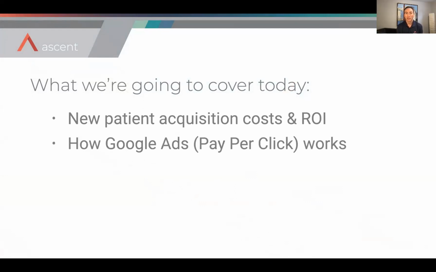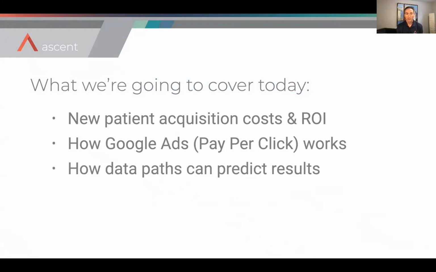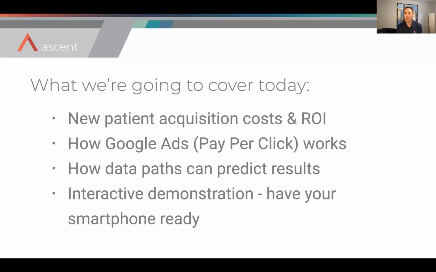Number two, we're going to cover Google Ads and how they work. It's also known as pay-per-click. So we'll look at how that works. Then we're going to look at what's called a data path and how that can predict results going into the process. And as part of this, we're going to do an interactive demonstration. So if you could have your smartphone ready in just a few minutes, I'm going to have you look at your own practice, and we'll be able to look at your own data path and predict your own results to decide if it's smart for your practice to run a Google ad campaign.